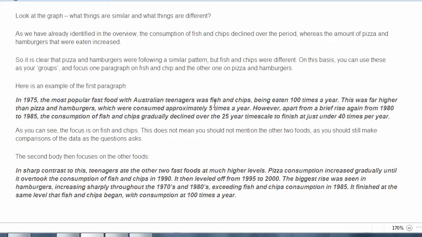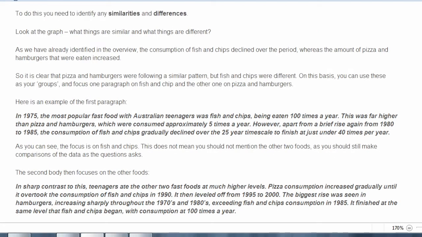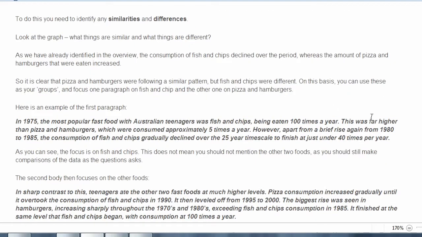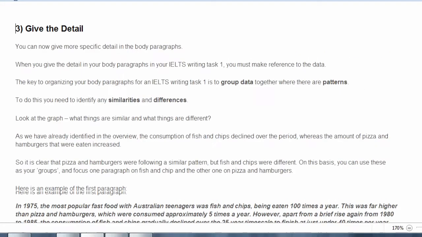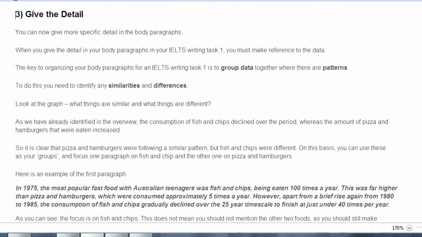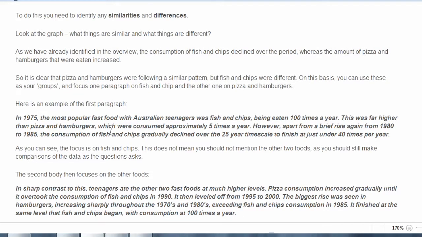So we have to give the details here, and we can categorize it into 2 different categories. The first one is, of course, the fish and chips one. We can see that the consumption of fish and chips started in 1975 at 100, and it is continuously on a decline. So we can write, in 1975 the most popular fast food with Australian teenagers was fish and chips. When it started, it was on the top, the most popular food.